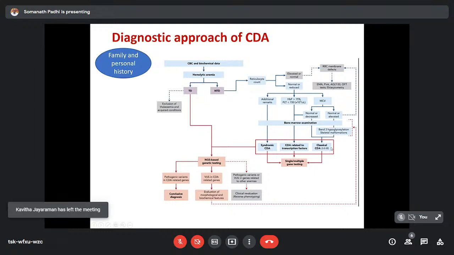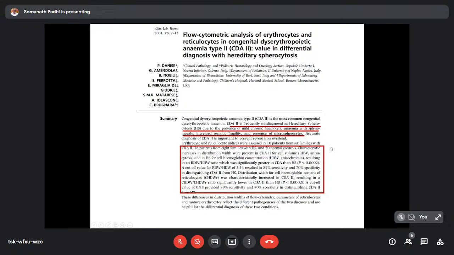So an interesting article was published in Clinical Lab Hematology in 2001, that one of the very important mimickers of CDA type 2 is hereditary spherocytosis. Many cases of CDA type 2, as has been described by Hempel et al. in the study of 48 cases, were diagnosed after 30 years of age, even at 68, 70 years of age.